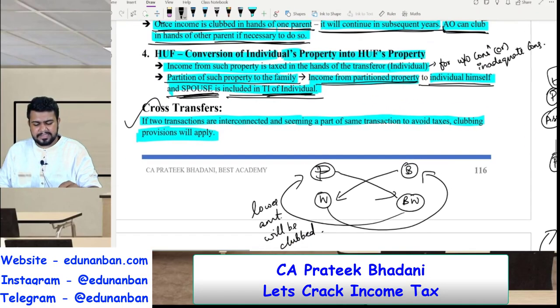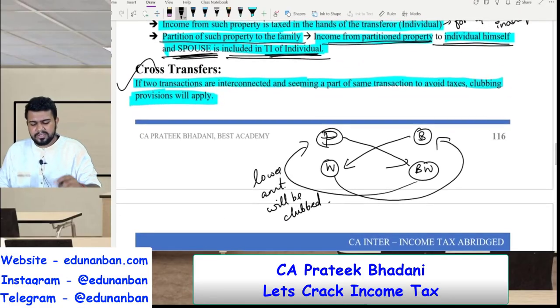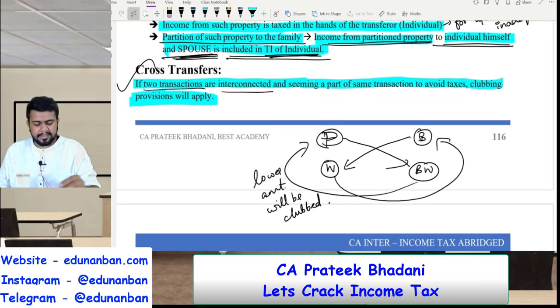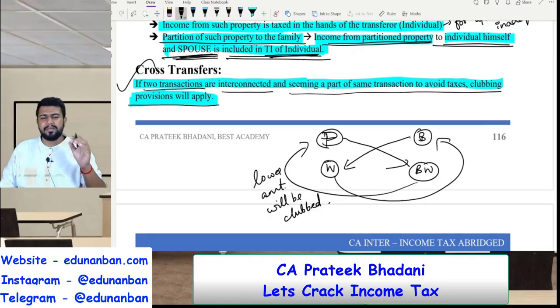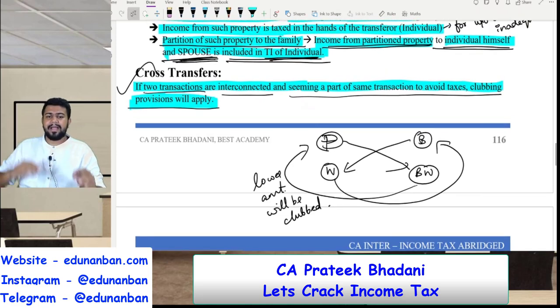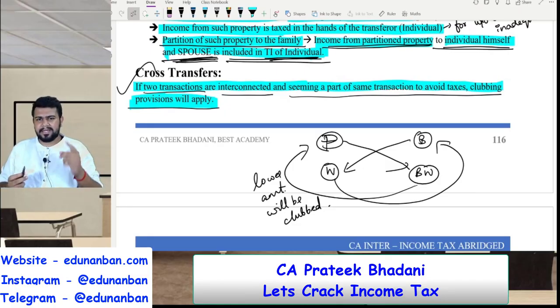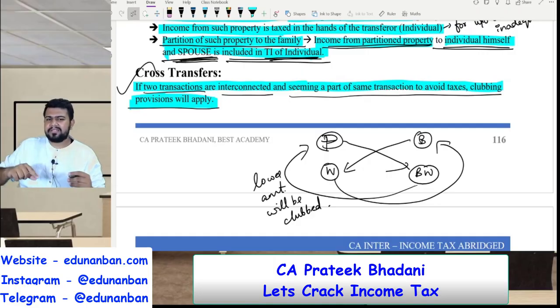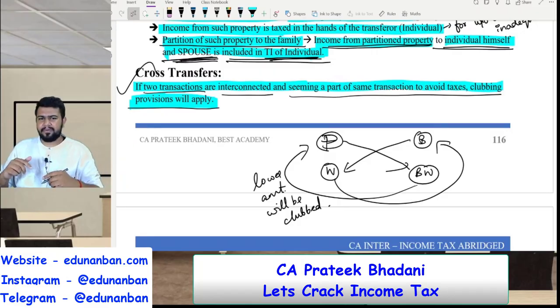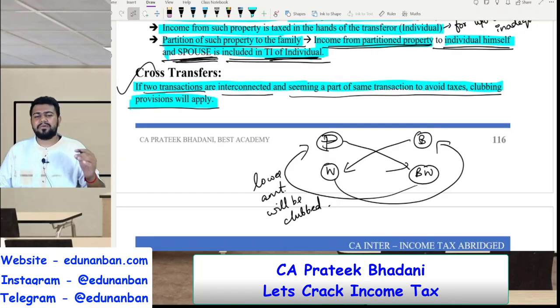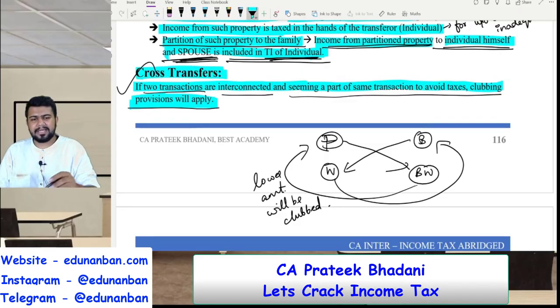Now let us come to the last concept, that is cross transfer. If there are two transactions that are interconnected and seem a part of the same transaction to avoid taxes, then the clubbing provision will apply. I told you that if I transfer my property to my wife, the income will be clubbed in my hands, correct? So what will I do? I will transfer my property to my brother's wife. My brother will transfer property to my wife, to avoid the clubbing provision and to save taxes. Now, because of the cross transfer provision, even this cannot be done.